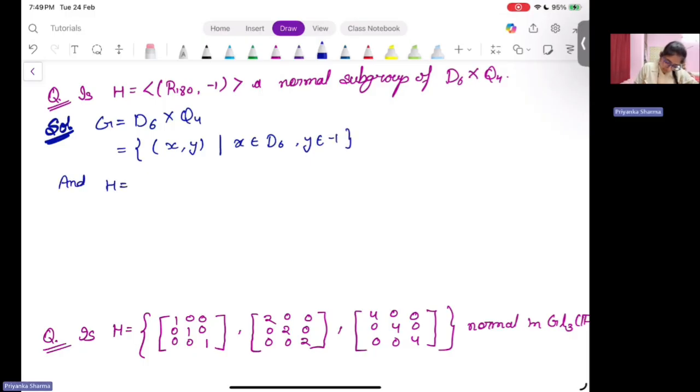And H is the subgroup generated by (R180, minus 1). What does R180 mean? It means the symmetry of the given regular polygon obtained by rotating the polygon by 180 degrees anti-clockwise.